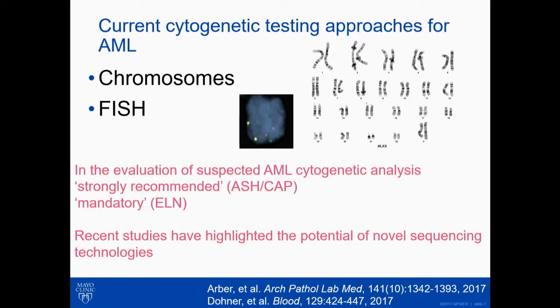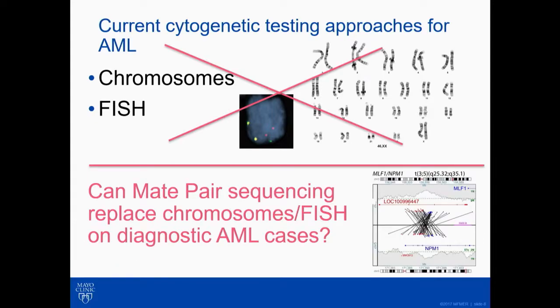So in the evaluation of a case of suspected AML, the ASH CAP guidelines strongly recommend a conventional chromosome analysis, and it is considered mandatory in the ELN recommendations. However, recent studies have highlighted the potential of novel sequencing technologies. And so we specifically ask, can our mate pair sequencing test replace chromosomes and FISH on diagnostic AML cases?